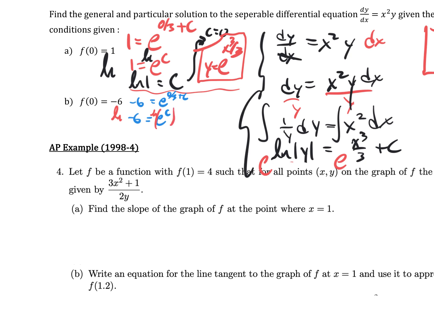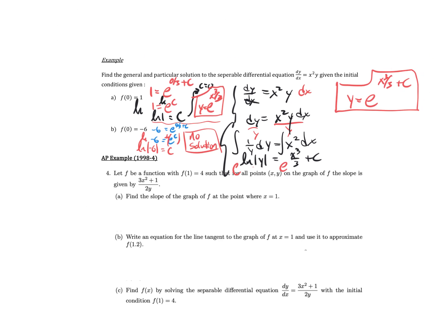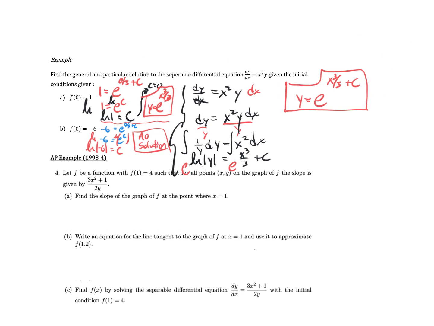And so the natural log of negative 6. Can we take the natural log of negative 6? No. The natural log of negative 6 is undefined. So this has no solution, or you could say does not exist. So there is no solution graph that will go through 0, negative 6.